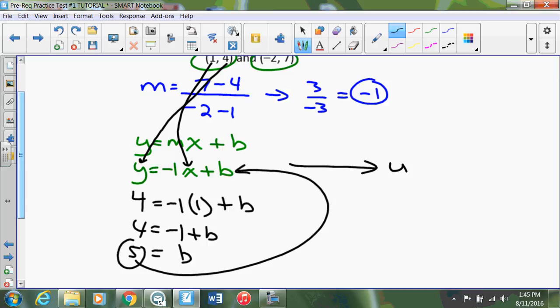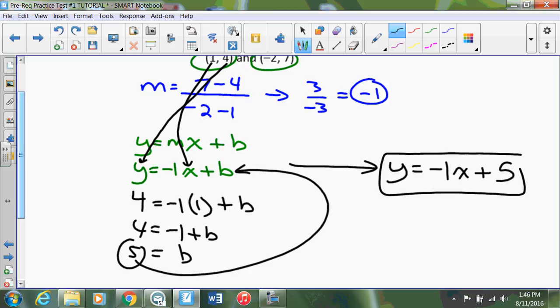So my formula, y equals negative 1x plus 5 should work. You can always double check. If you plug in 1 for x, you'll have negative 1 plus 5, which is 4. And if you plug in negative 2, you'll have 2 plus 5, which is 7. So that's a good deal. Okay. The next one, number 12.